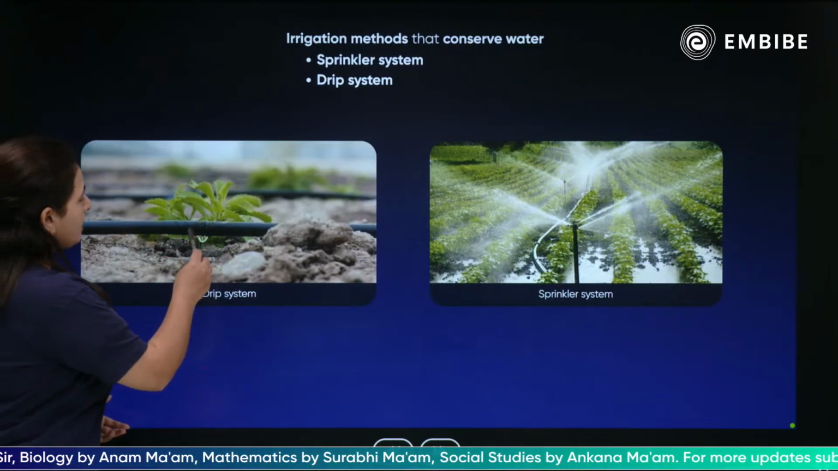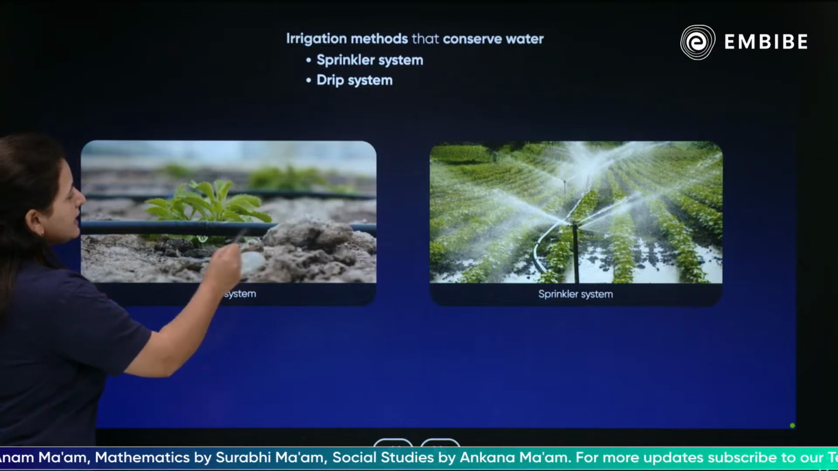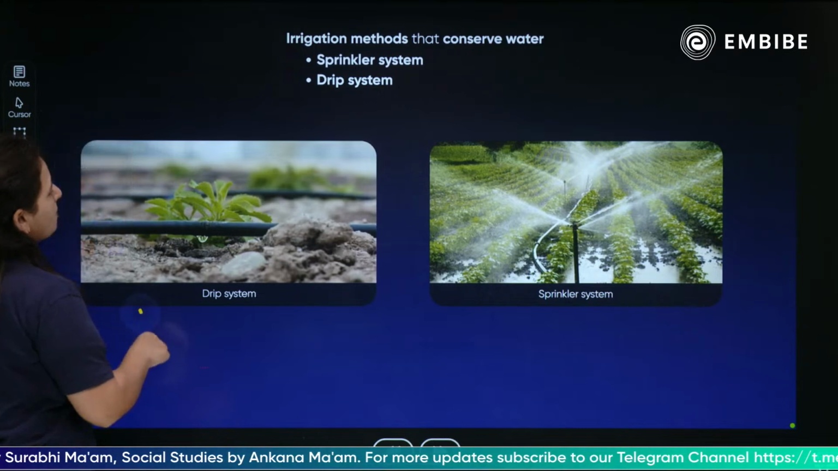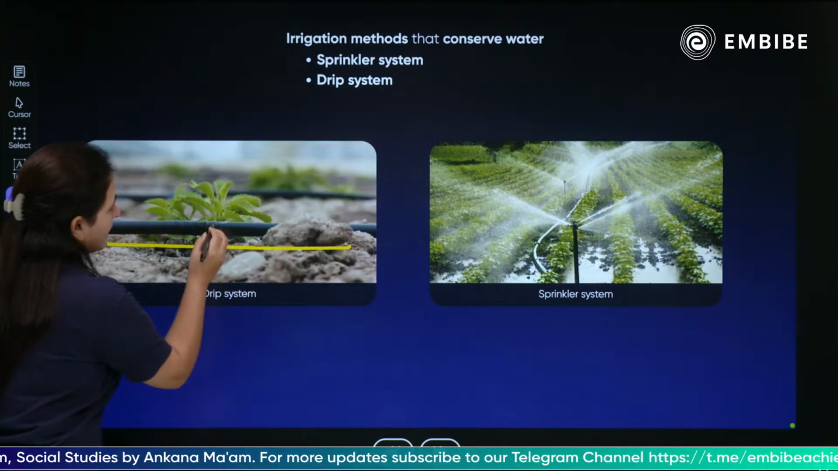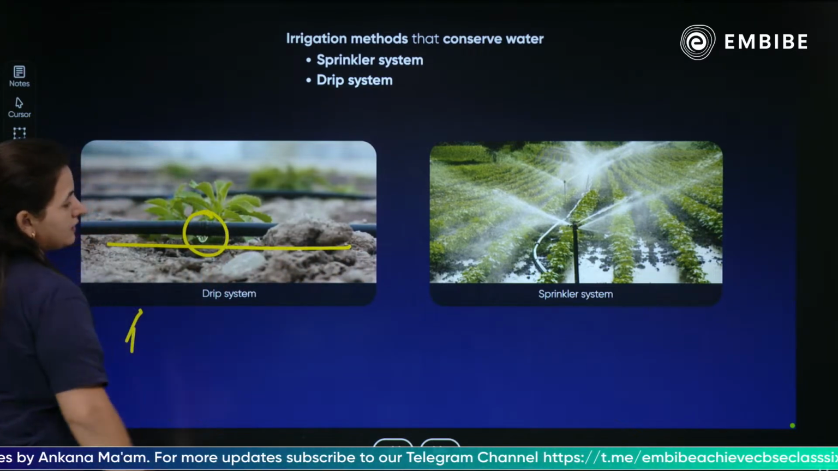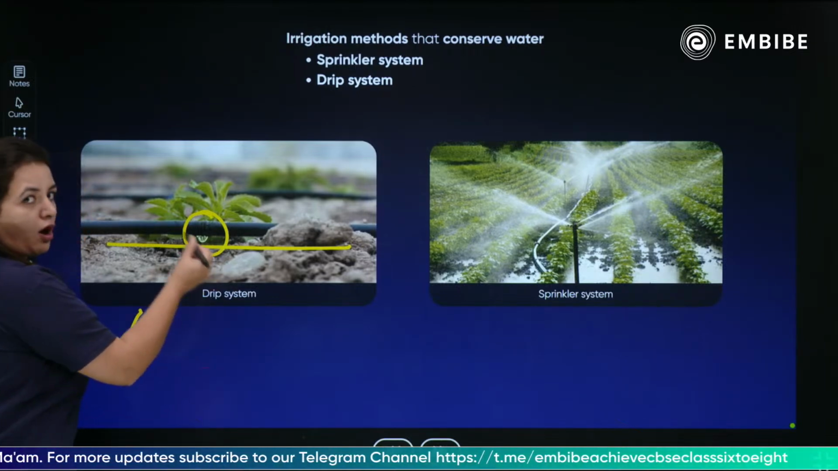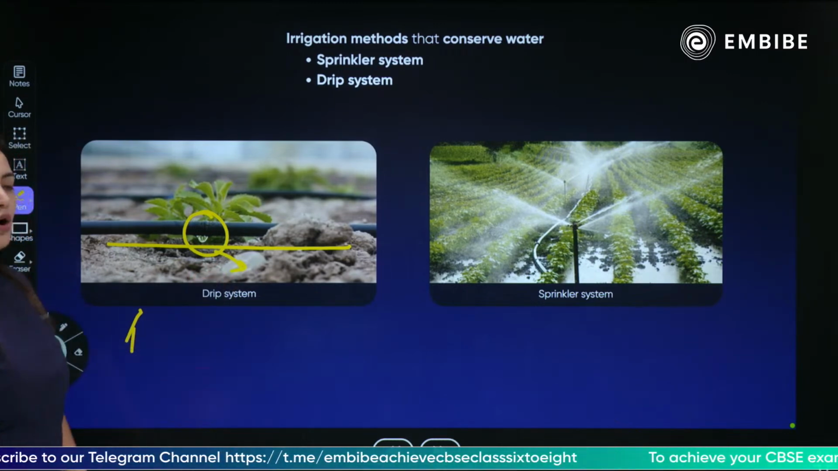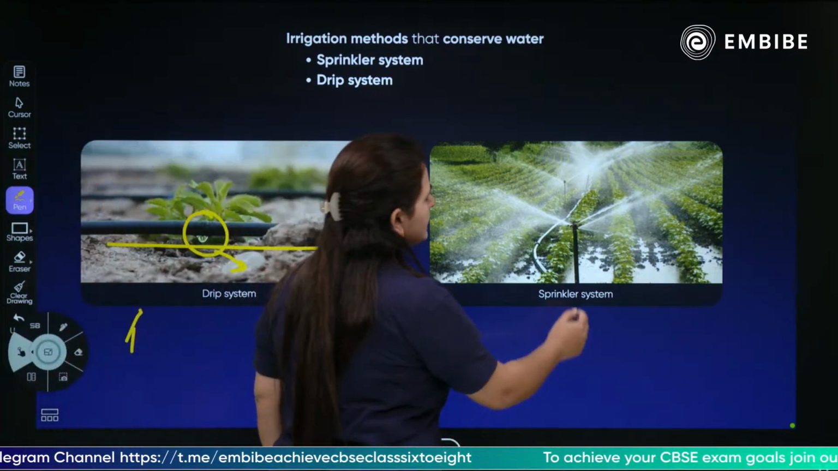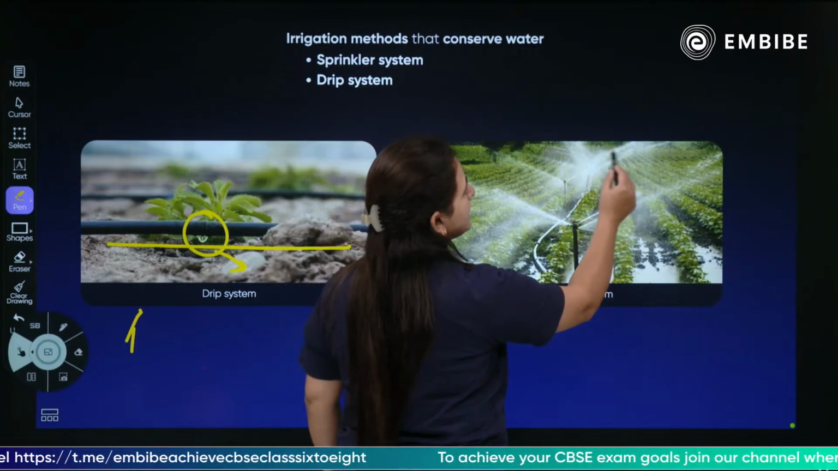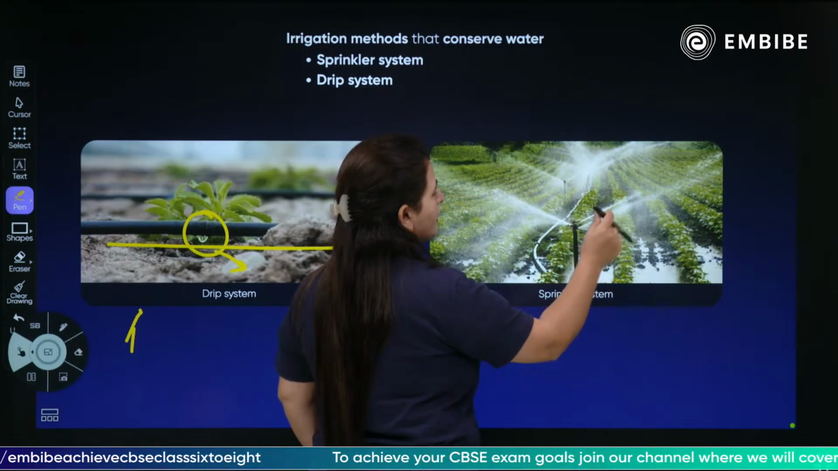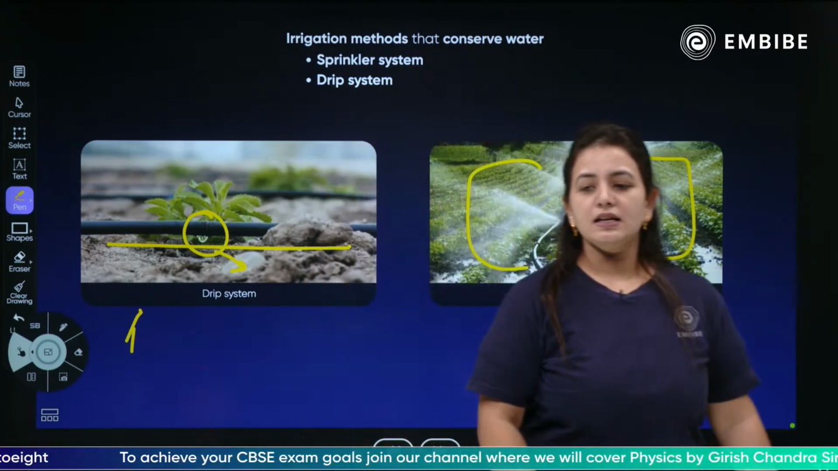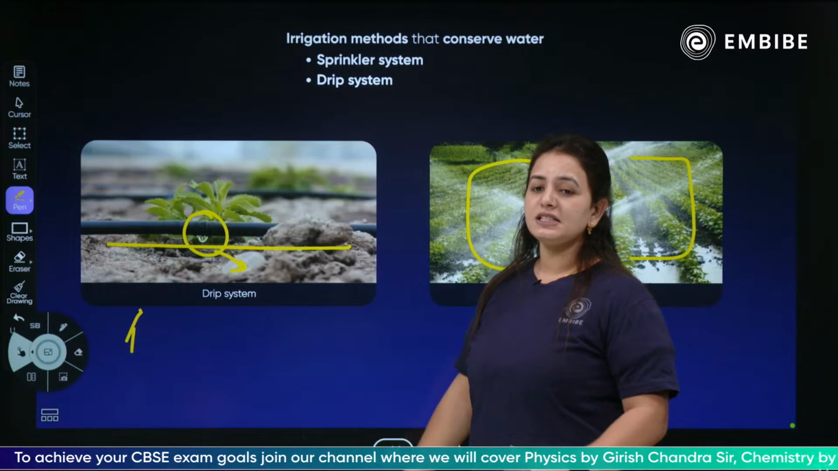Can you see this drip system? These are the long pipes running in the farm, and there is some leakage which gives water to the soil drop by drop. On the other hand, these are pipes put at a distance, and they can shower the water onto the respective farm. Are you seeing this? This is a drip system, children.